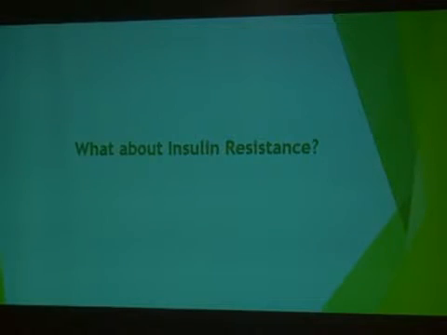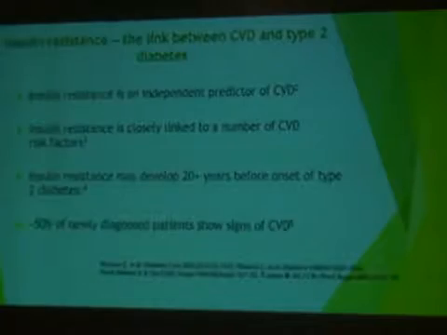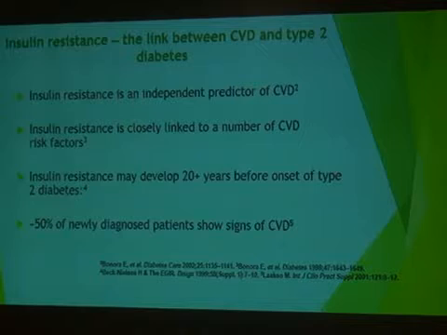We're back again to insulin resistance. Insulin resistance itself has been found to be linked to cardiovascular disease. It is an independent predictor of cardiovascular disease, and it is closely linked to a number of cardiovascular risk factors. It may develop 20 years before the onset of type 2 diabetes, and 50% of newly diagnosed patients will show signs of coronary vascular disease.